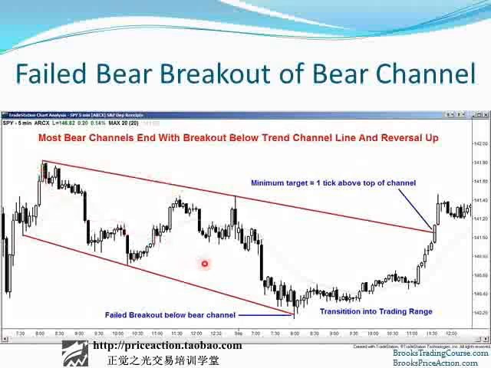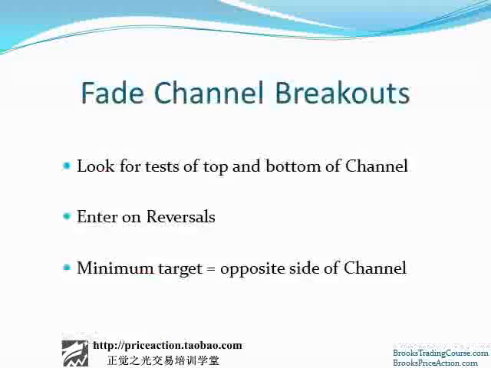Here's that bear channel that I showed earlier. We broke below the bottom, and then a tail, a failed breakout, a bull signal bar, and we rallied up to the top of the channel. The minimum target was one tick above the top of the channel. The market ran up so strongly that it broke out and went quite a bit above the top of the channel. It does not have to stop here. It can break out.